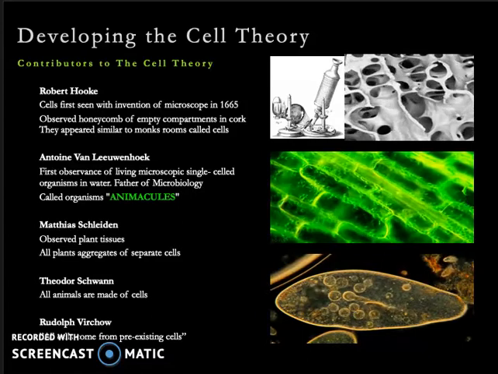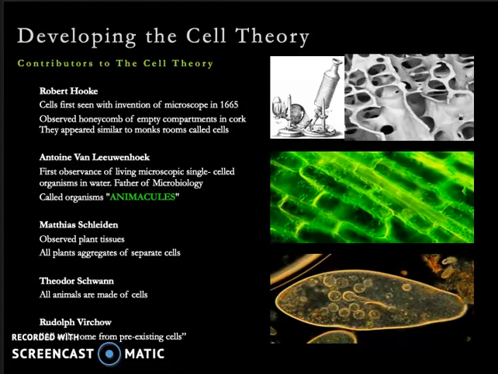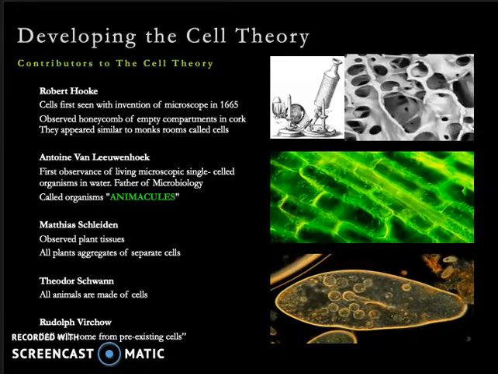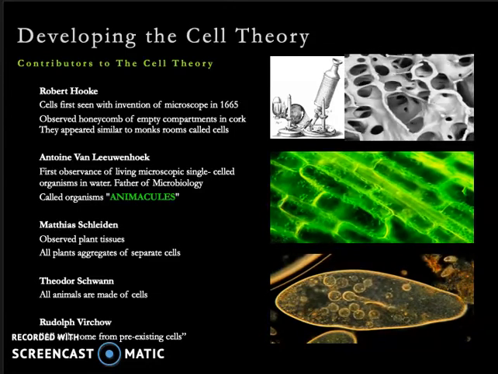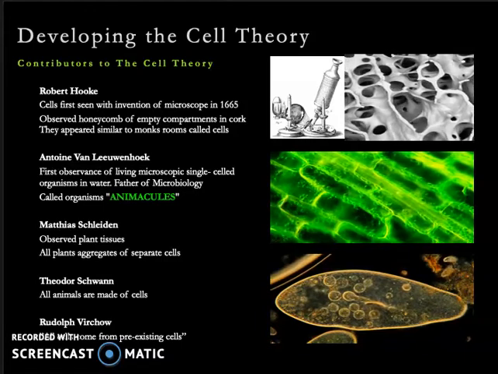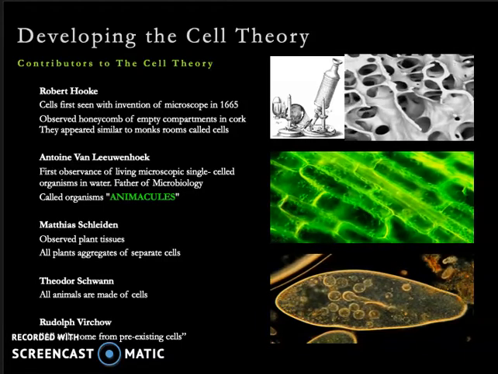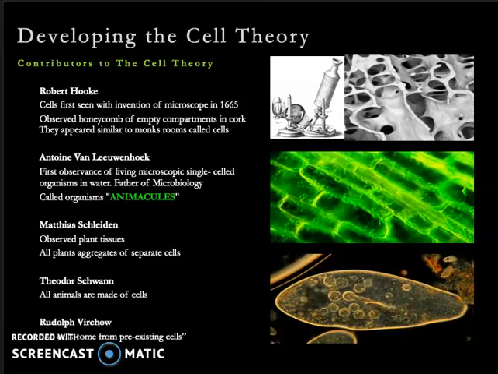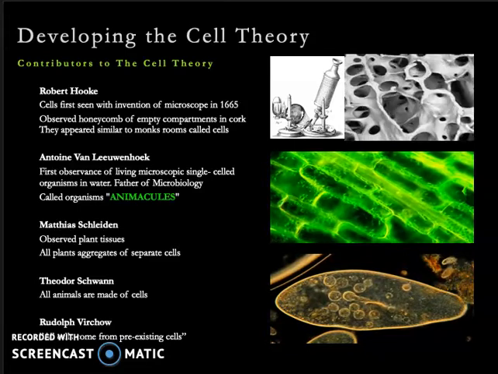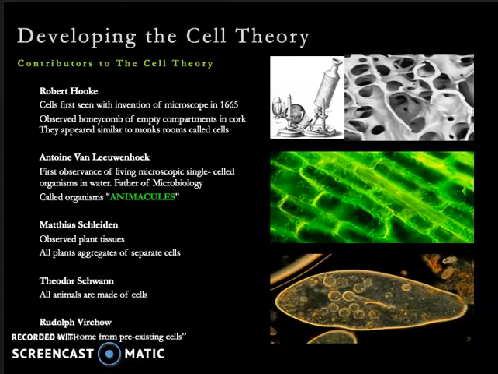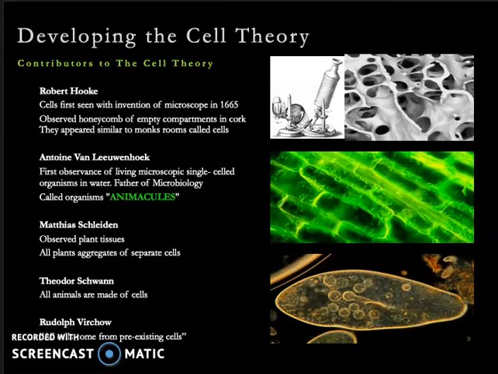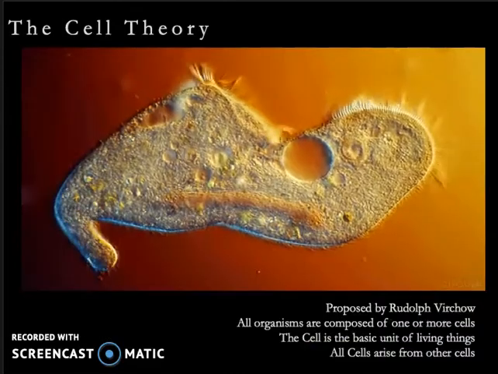Next in line was Matthias Schleiden. He's from Germany. Like Hooke, he looked at plants, and he finally said that all plants are made of individual cells. His buddy Theodor Schwann noted that all animals are made of cells. Eventually, there was a guy named Rudolf Virchow who said, ironically, that all cells come from pre-existing cells, which begs the question: which came first, the chicken or the egg? Anyway, Rudy came up with the cell theory.